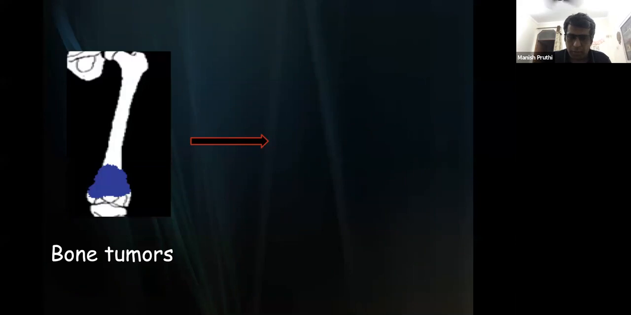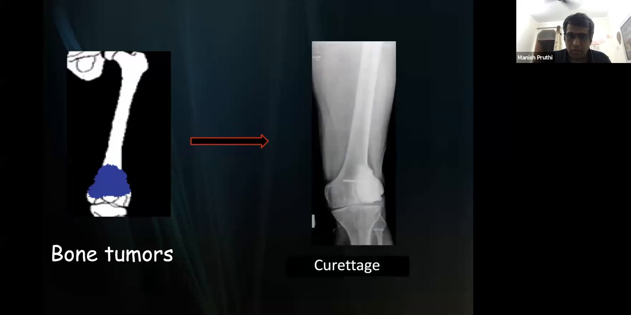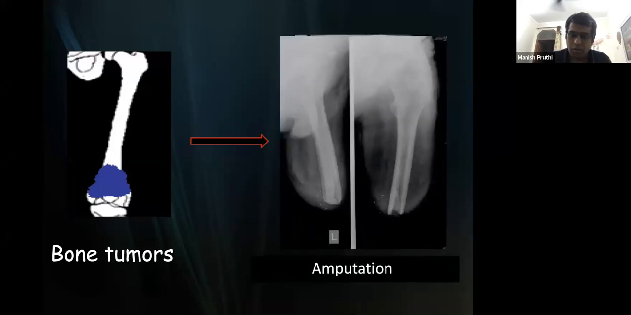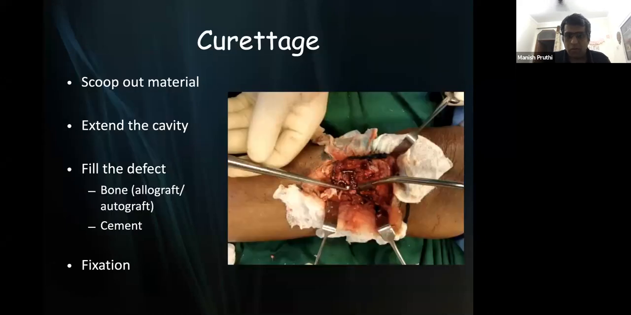So suppose this is a bone tumor in the lower end of a femur, as you can see in the picture on your right. If it's a benign tumor, we can just clean the tumor and fill it with some kind of filling substance, which is called a curettage. We can resect this part of the bone and reconstruct with some kind of prosthesis or other options, which is called excision and reconstruction surgery. Or we can think of doing an amputation if the tumor is not salvageable or the limb is not salvageable.